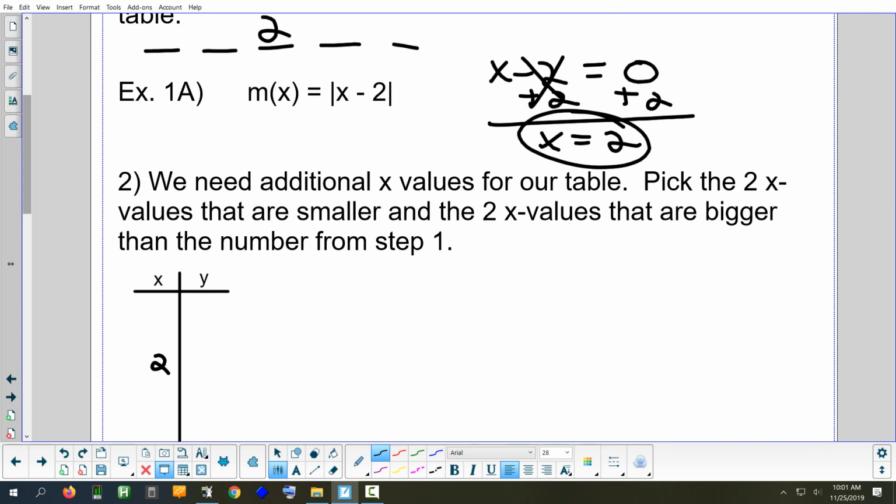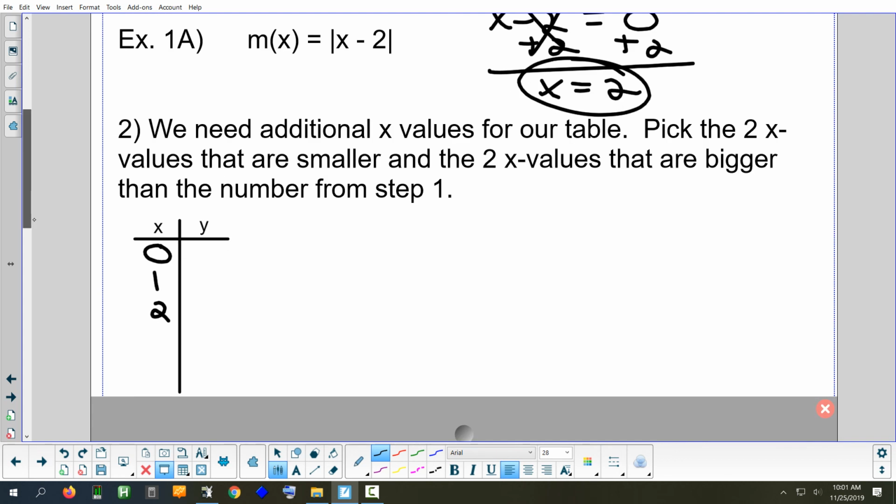Yeah. What's the next number? What's the number that's smaller than 2? 1. What's the next number that's smaller than 1? 0. Okay, so it says to pick the 2 x values that are smaller, and now the 2 x values that are bigger. What's bigger than 2? Next number bigger than 2. 3. And the next number bigger than that. 4. There you go. That's how you're going to get the x values in your table.